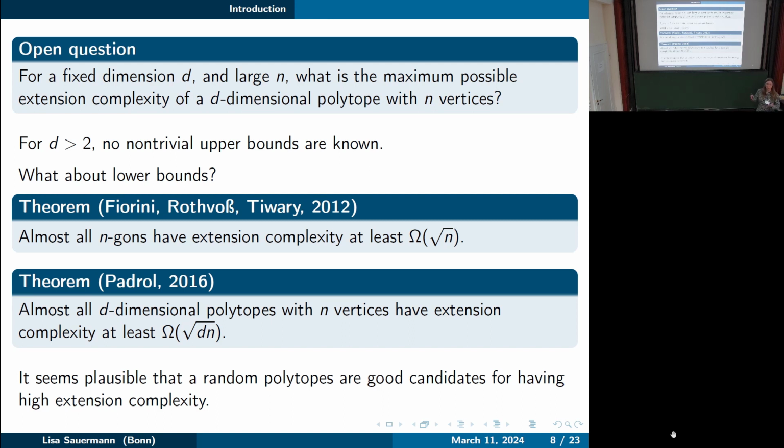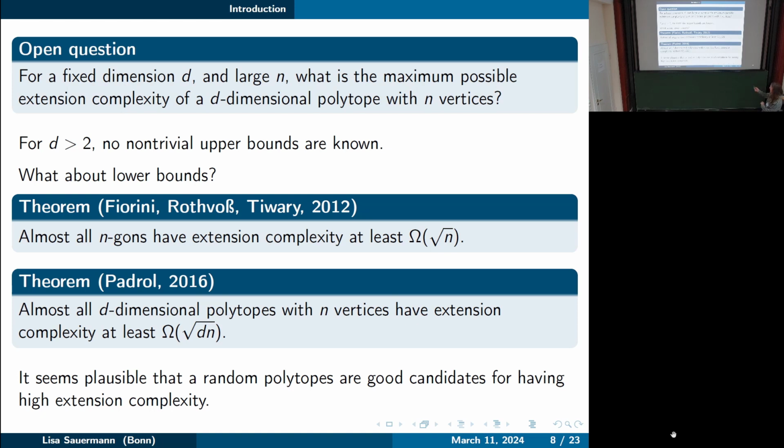We know that's not true for all n-gons, like we saw that the regular n-gon has extension complexity on the order of log n, but most n-gons have extension complexity at least square root n. So in particular, there exist n-gons with extension complexity at least on the order of square root n. And that was for dimension 2, and Padrol proved a bit later, more generally, that almost all d-dimensional polytopes with n vertices have extension complexity at least on the order of square root dn.